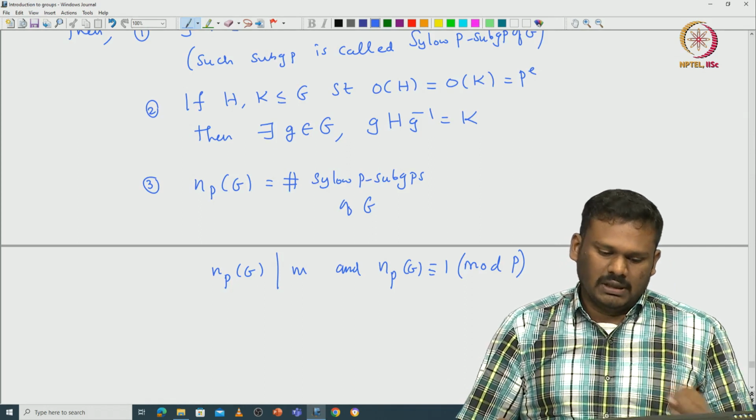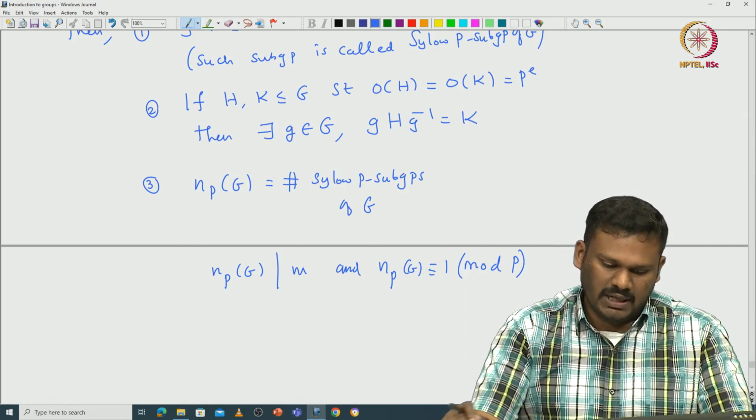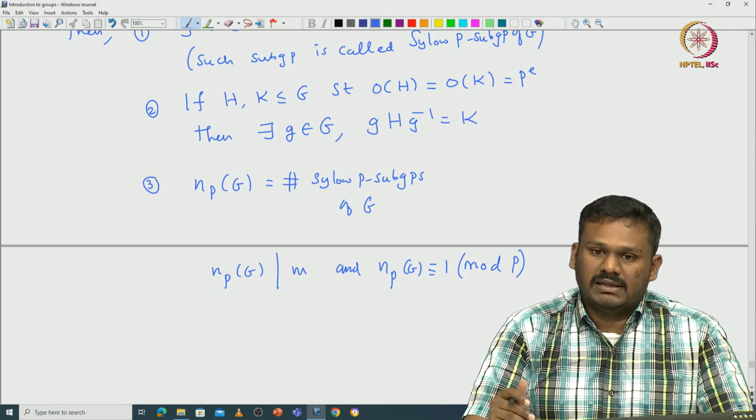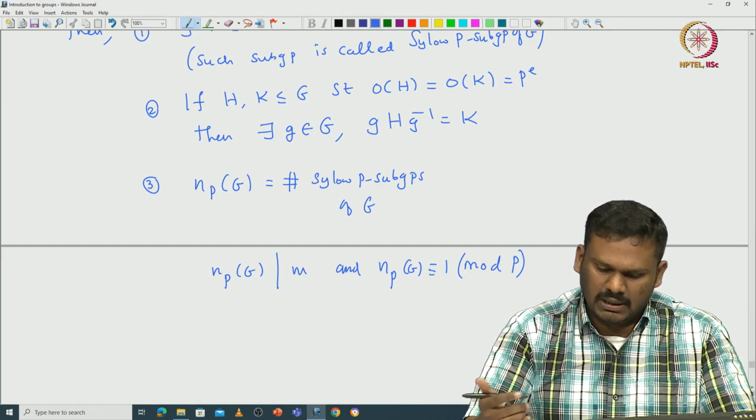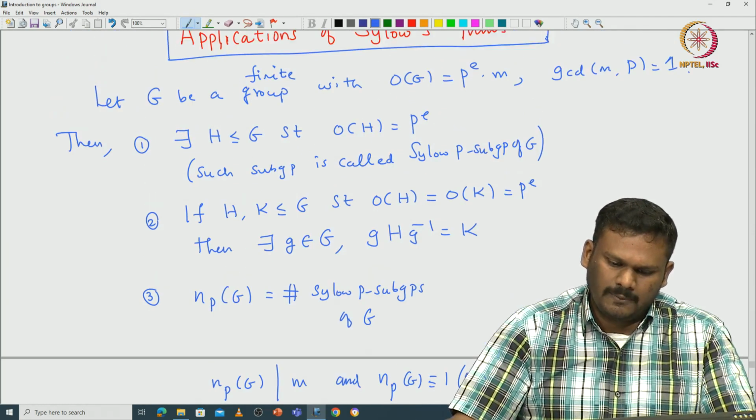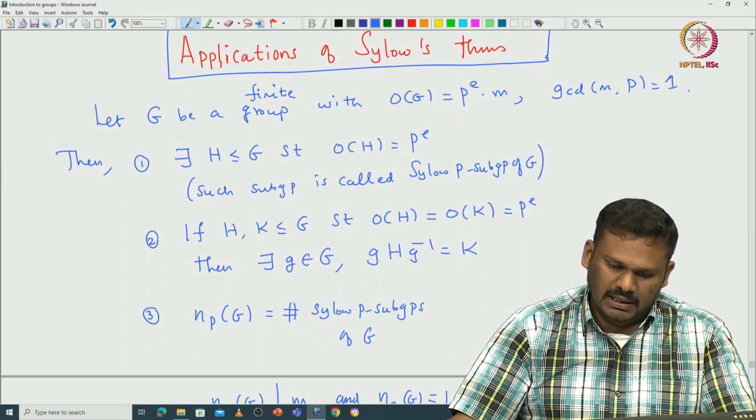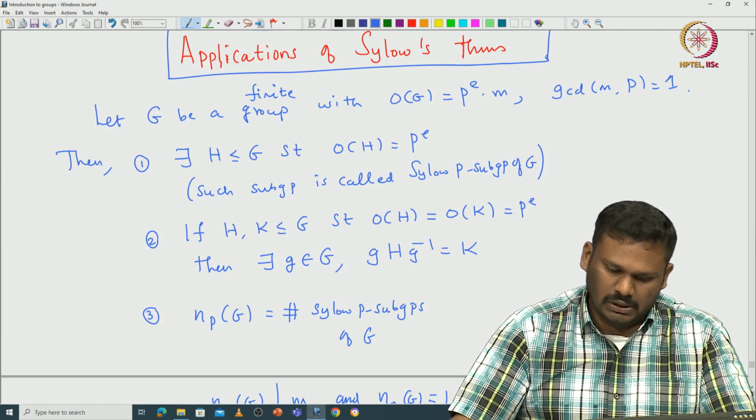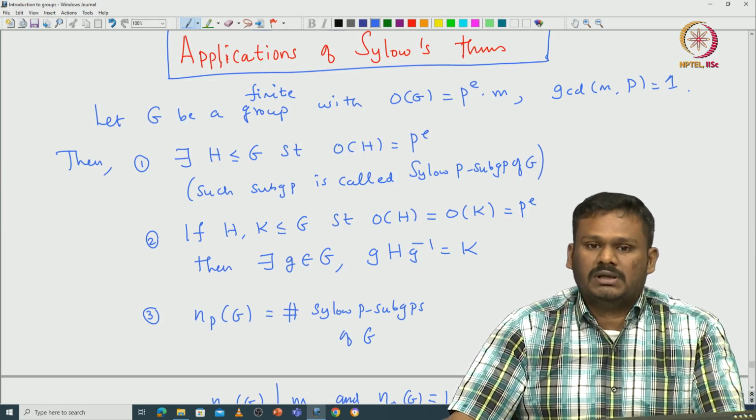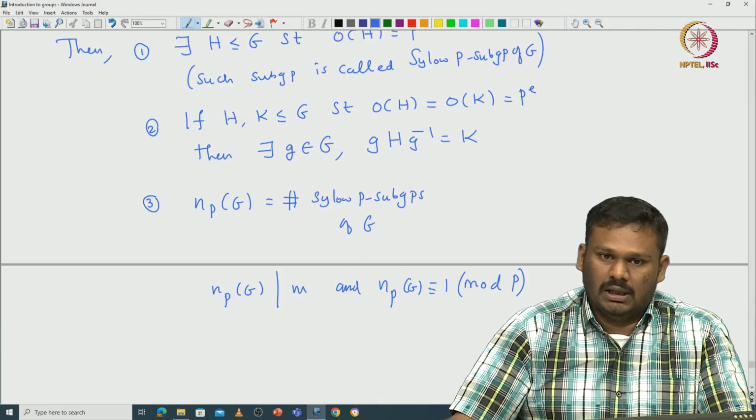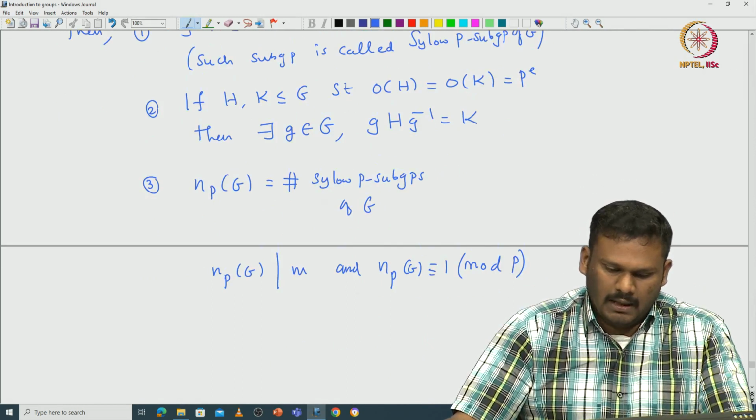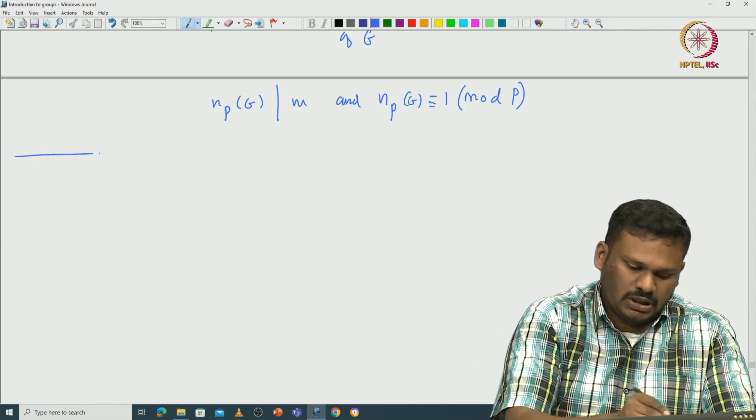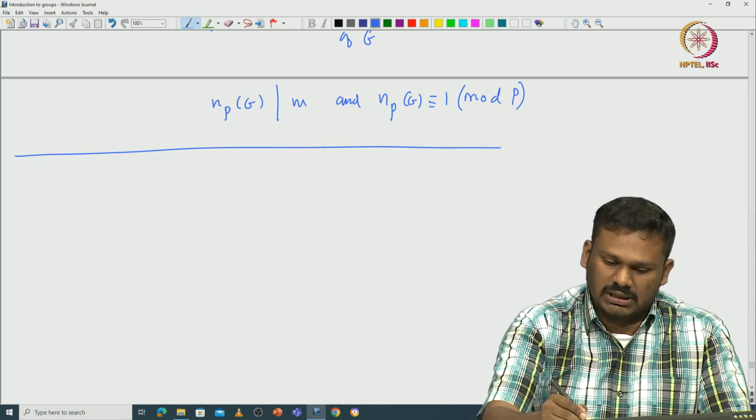In particular, we can use this information about n_p(G) to say something about, for example, groups of small orders. That is what we are going to do now. So, we have these three important theorems by Sylow, which guarantee the existence of Sylow p subgroups, their conjugacy, and how to count the number of Sylow p subgroups.